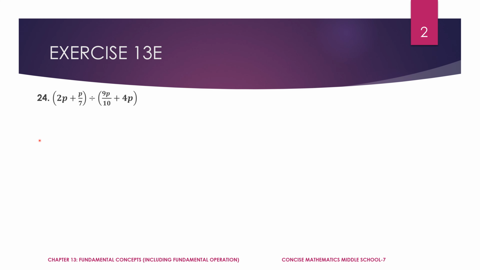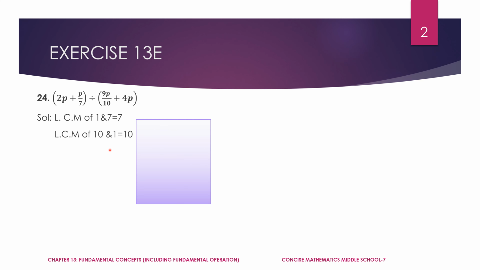Here, before solving the problem, we need to take the LCM of 1 and 7. In this expression, you need to take the LCM of 10 and 1. When you take the LCM of 1 and 7, you will get 7. When you take the LCM of 10 and 1, you will get 10. Now, our next step is to make the denominators equal.